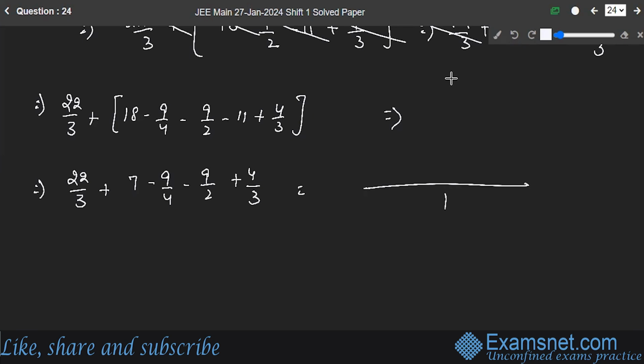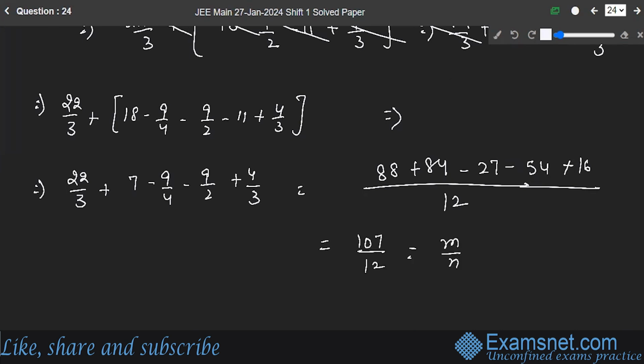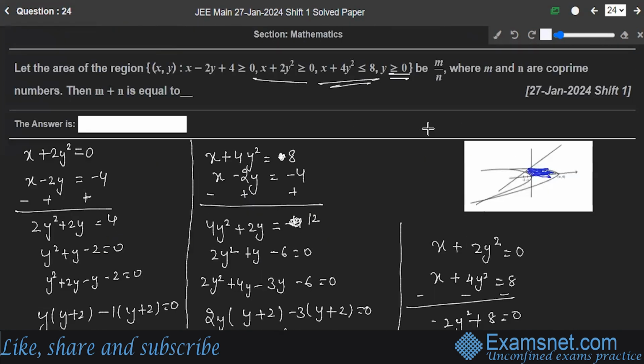Let's take the LCM. So here you have 12. This will be 4 and 88, and this will be 84 minus 27 minus 54 minus 16. So let's do the calculation. This will be 107 upon 12. So this is equal to m by n. That gives you m value as this, n value as this. You have to find out m plus n. So this is equal to 119. This is the answer to the question, 119. Hope you're clear with this.